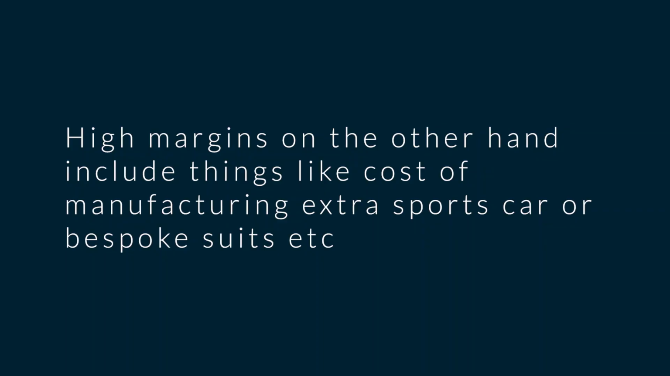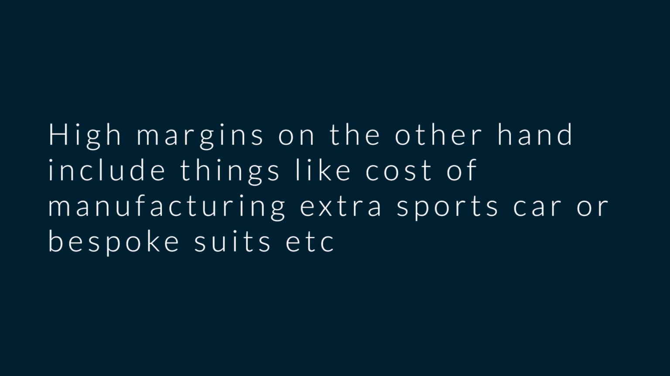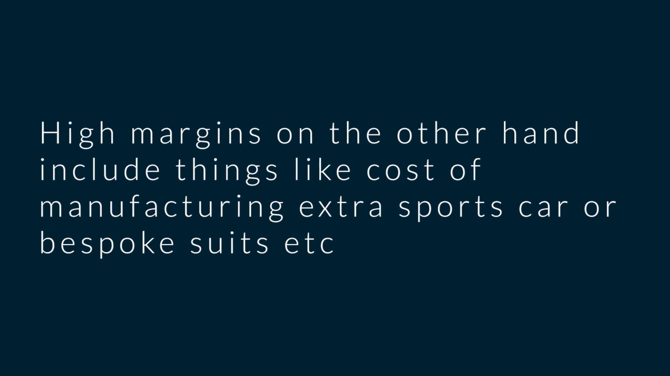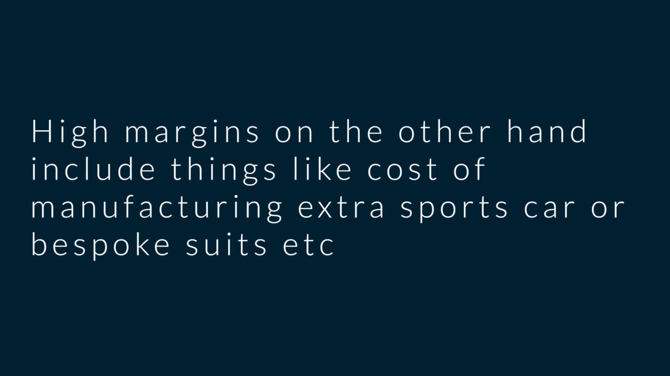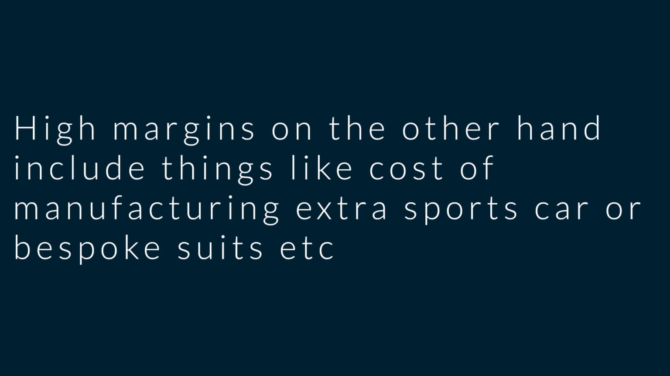Now, let's continue with the marginal pricing. Remember, what's the cost of making the next thing? The marginal, the next thing. High margins, on the other hand, so remember you can have less margins, like the PDF example. But high margins, on the other hand, include things like the cost of manufacturing an extra sports car or a bespoke suit. See, that doesn't cost you less.